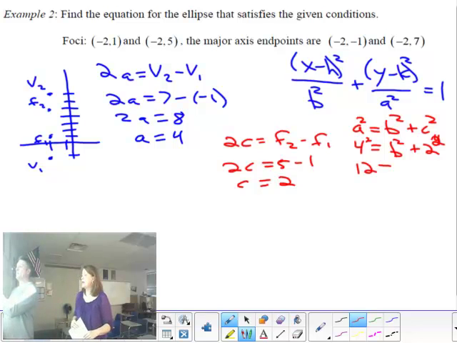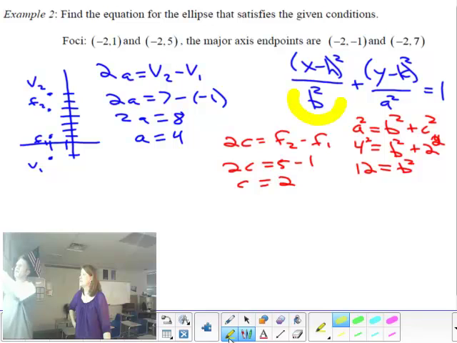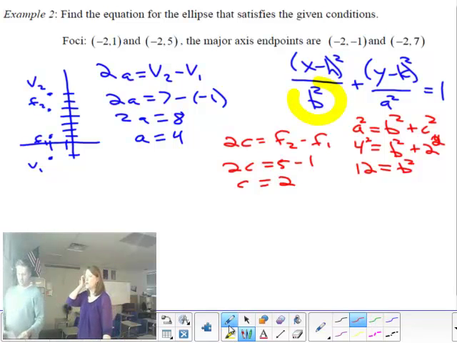Do we have to square root that? We don't, because we're really just after the b squared in the equation. We just need b squared, and we already know b squared is 12. So we need a and b and h and k.